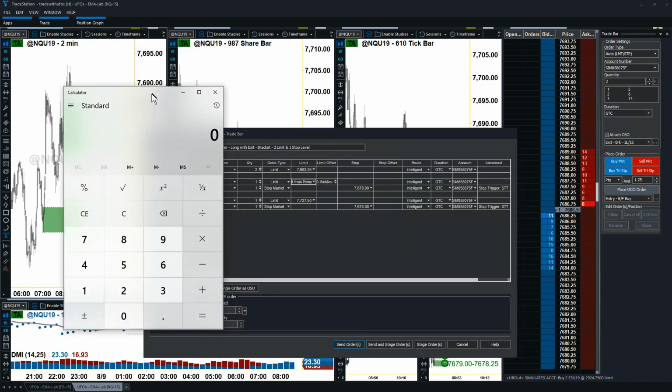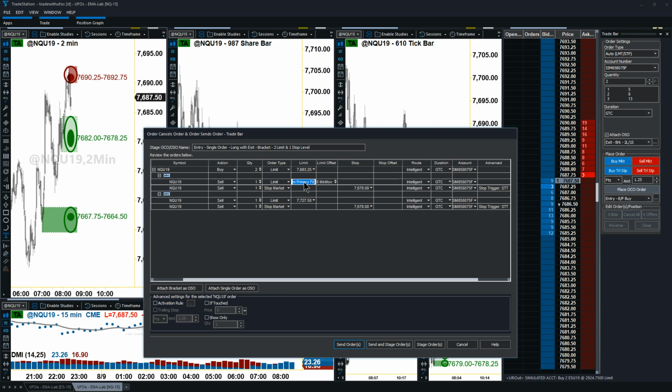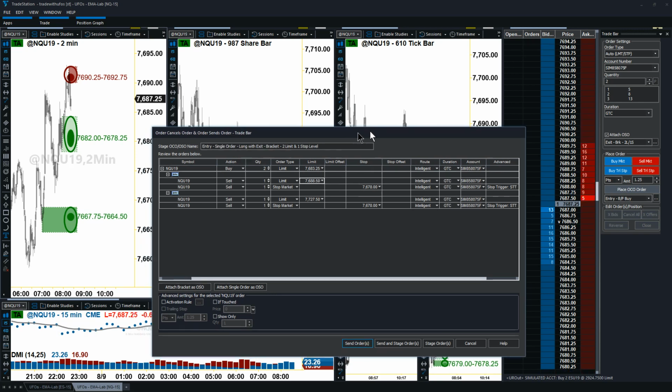Okay, let's bring a calculator very quickly. So entry 7683.25 and stop, we said, 7678. So we're talking about 5.25 points. So if I add these to the entry, being 7683.25, this would bring my safety target up to 88.5. Okay, 88.5, that would be my safety target.